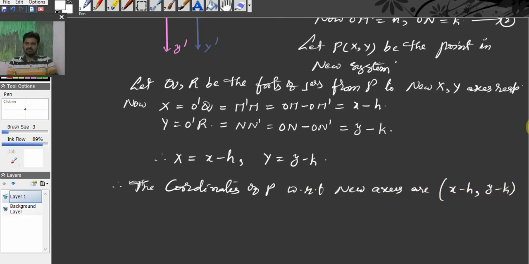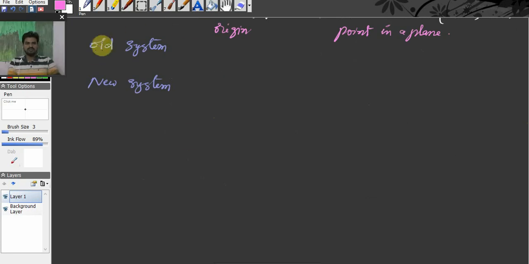Now simply we can make a table from the old system to the new system. Okay, so consider the old system and new system. Old system origin, what is that? Next, new system origin, what is that? New system origin means that is a shifted point. Next, point in a plane in old system. Next, in the same process, point in a plane in new system.